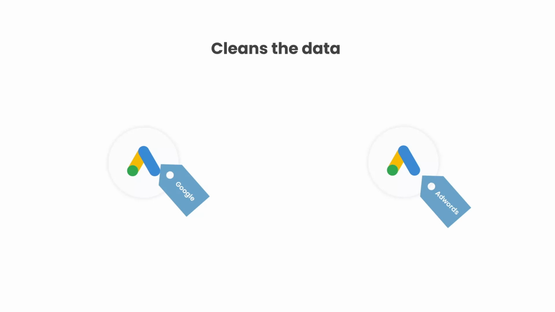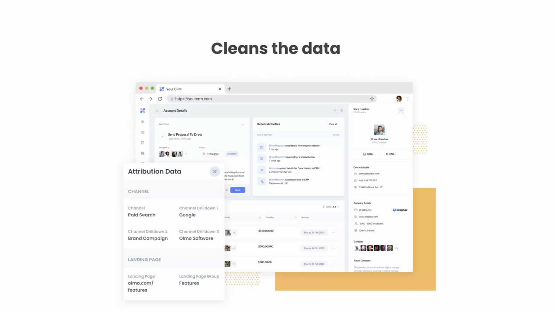Thirdly, Attributor cleans the data as well. So even if some of your ads were tagged with UTM source equals Google and others were tagged with UTM source equals AdWords, Attributor would assign them to the paid search channel regardless.